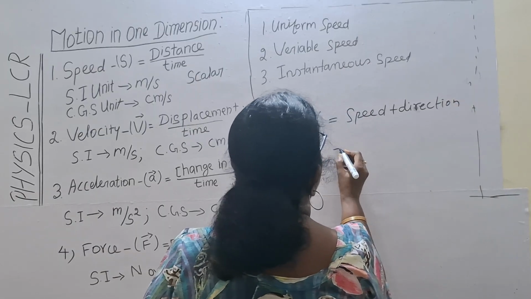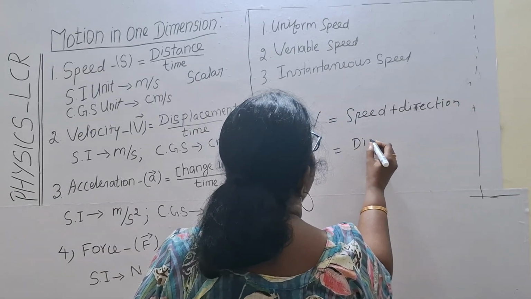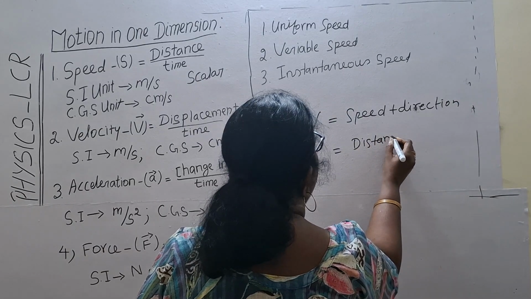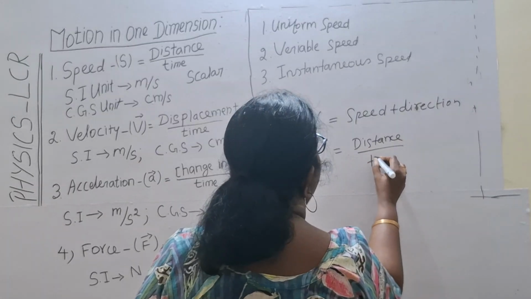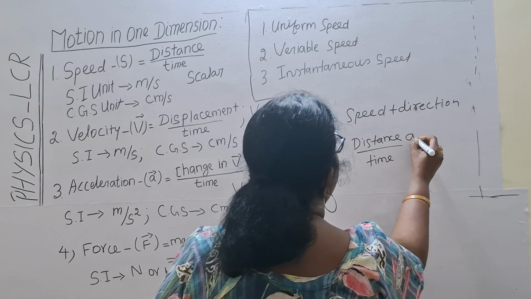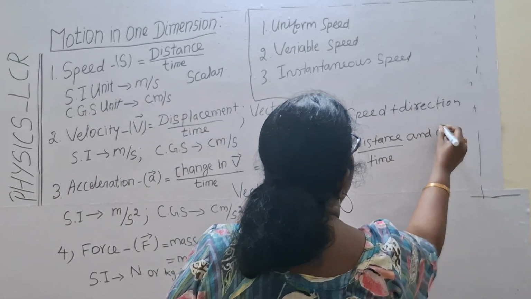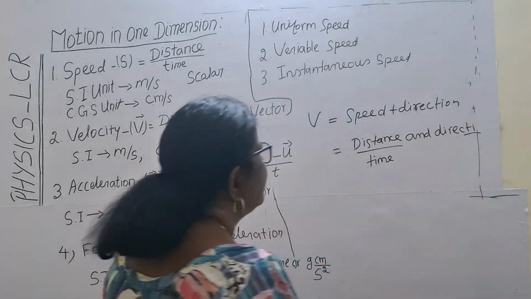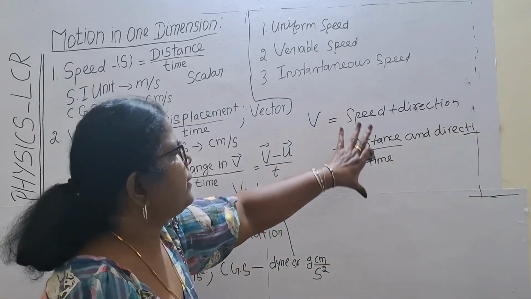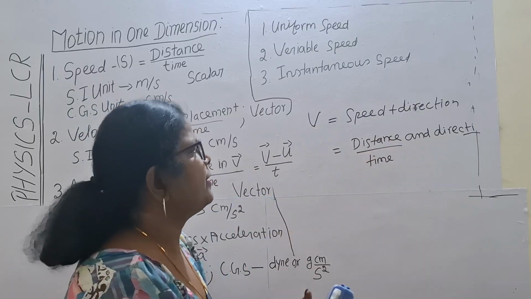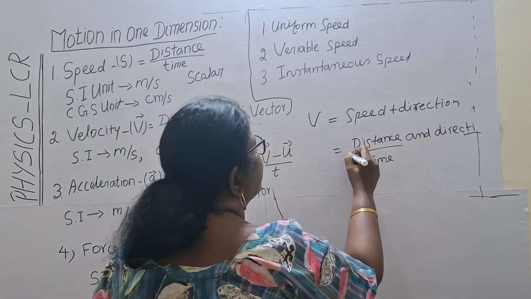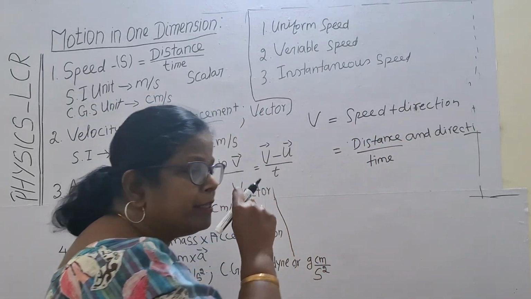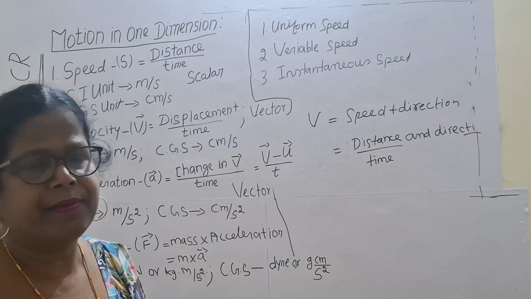Distance by time, here distance and direction. So just to see distance and the direction. Distance by time we are saying this is speed actually. Speed and the direction, that is velocity.